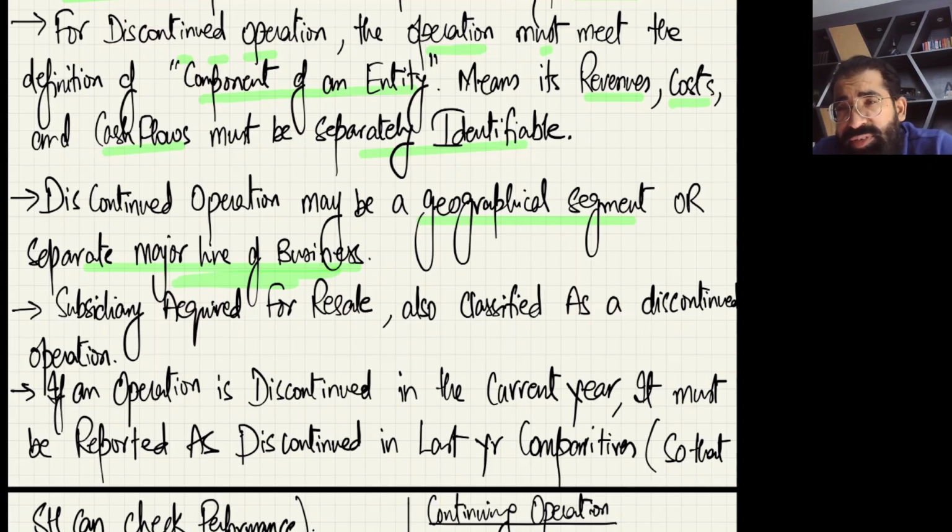If you have a separate major line of business, again you are going to apply it like this. Or if you have geographical segmentation, like you are in different geographical locations and you are coming out of one geographical segment, again it's a discontinued operation.